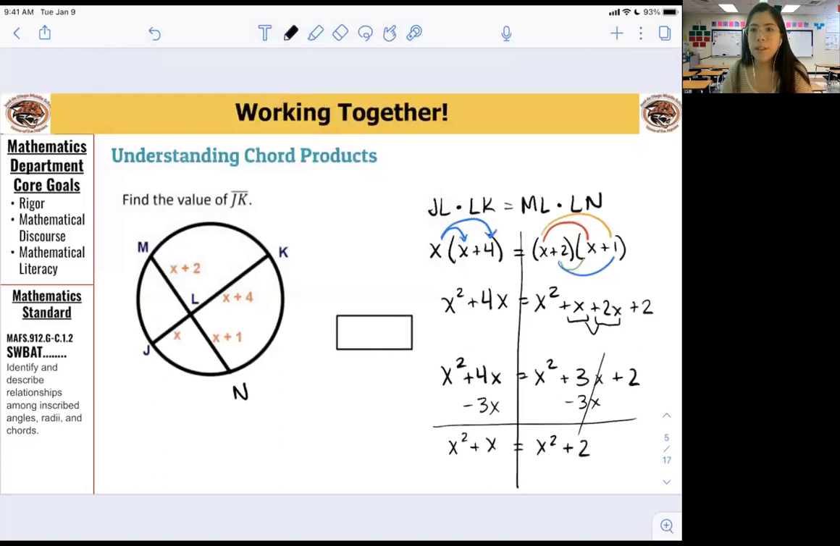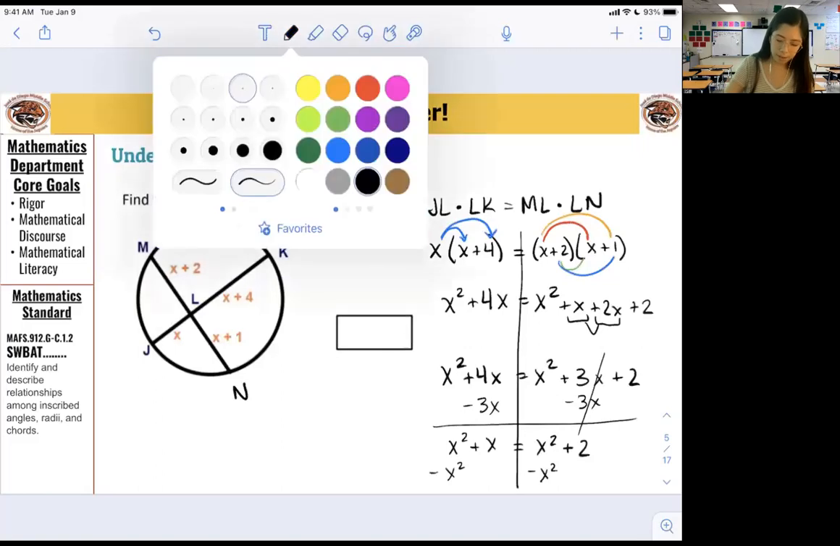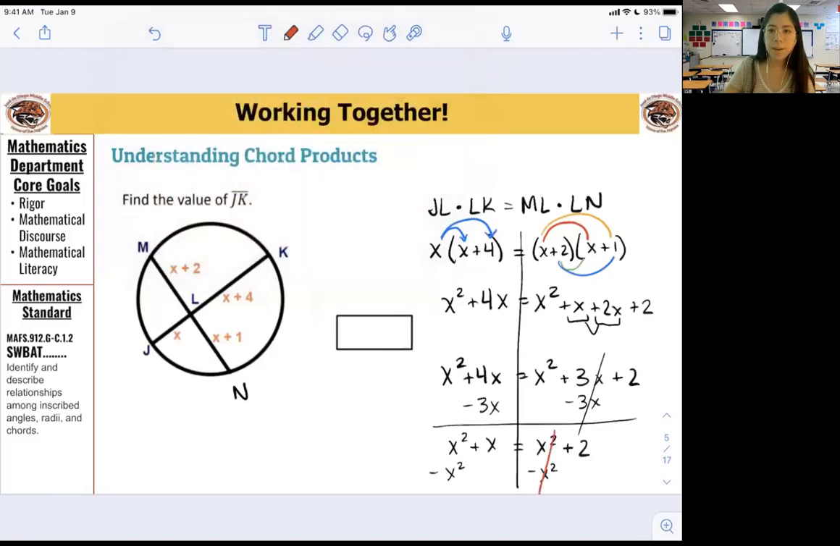And then Rio says, now we can subtract the x squared. That sounds good to me as well. We subtract it. So minus x squared on the right side, minus x squared on the left side. And what happens is they cancel out. So they cancel out on the right side, they cancel out on the left side, and I am left with x equals 2.